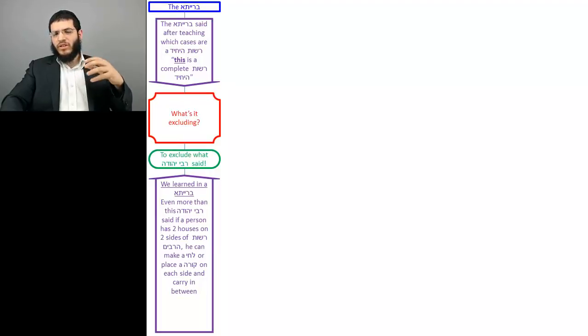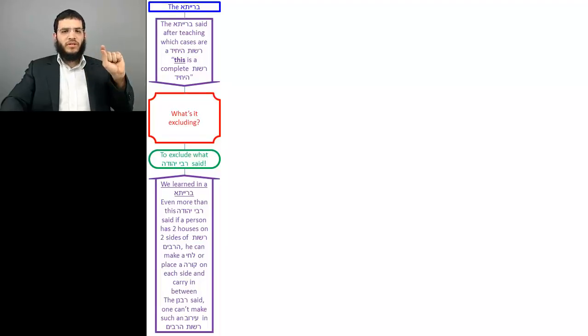So Rabbi Yehuda holds that this area is a Rishus HaYachid, and the Rabbanan said to him that a person can't make a Rishus HaRabim into a Rishus HaYachid by putting up two posts or two beams. They argue, they say the area in between is not a Rishus HaYachid, and a person is not allowed to carry more than 4 Amos there. And this is what our brisa means to say when it says this is a Rishus HaYachid. However, the case of Rabbi Yehuda, the individual who owns a house on each side of the street, that area in between is not a Rishus HaYachid.